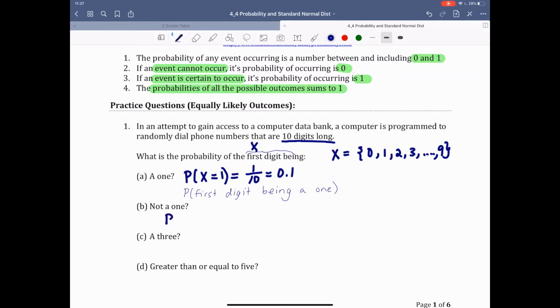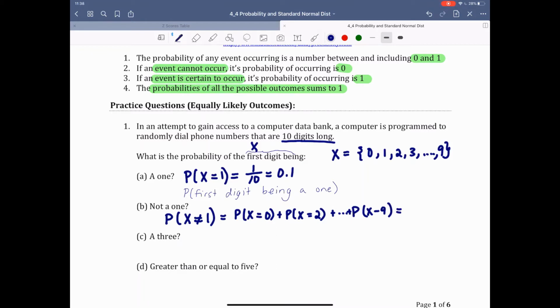So that means that the probability that X does not equal 1. Okay, you could do this a couple different ways. You could say, well, if it's not a 1, that means that it's either a 0 or it's a 2 or it's a 3, 4, 5, or anything all the way up to 9. So everything except for 1. But the fastest way to assess this problem is to look at the complement.